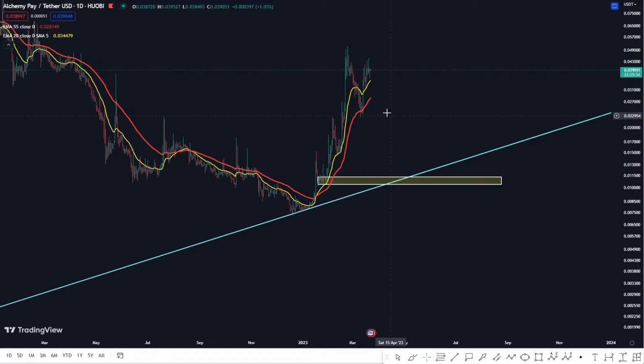So I don't know if that's going to be possible unless Bitcoin does something drastic and goes below $20,000 again. So conservatively speaking, the 55 EMA is going to be a great entry. So the 55 EMA here is sitting at 0.028-ish cents.